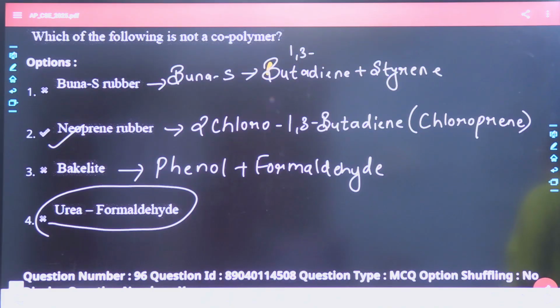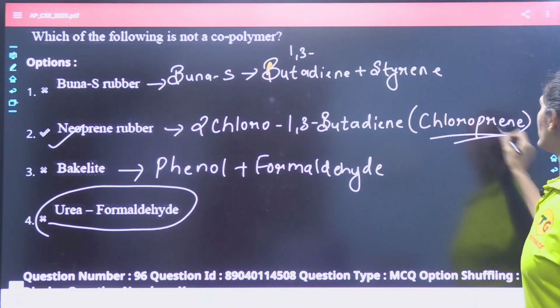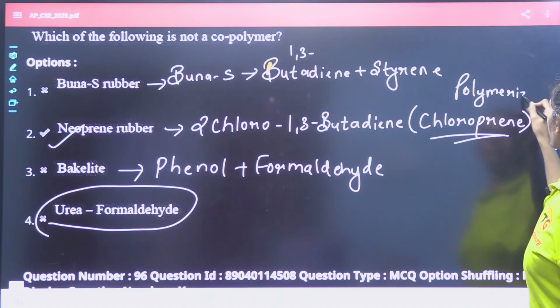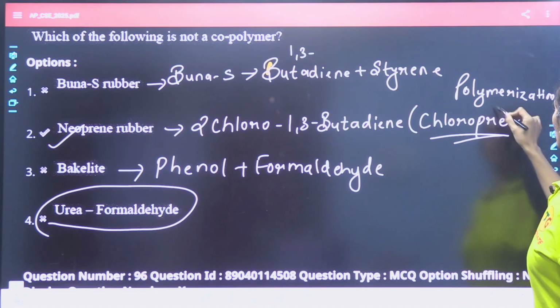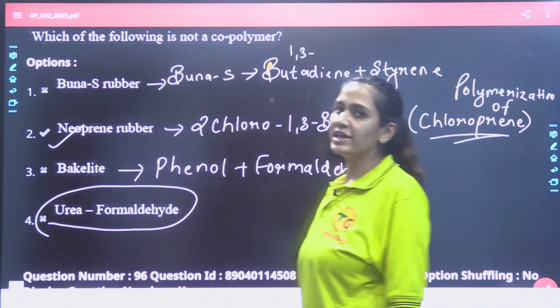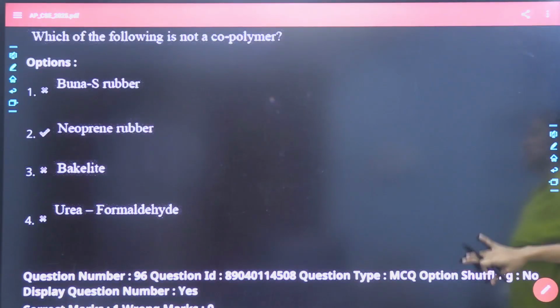It is formed by the polymerization of chloroprene units, that is 2-chloro-1,3-butadiene. So the correct option would be neoprene rubber. Very easy question, directly from the theory. Next question.